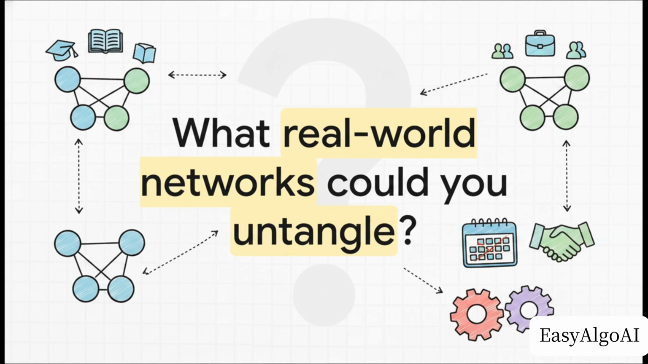So the next time you're looking at some wildly complex web of relationships, ask yourself, could you untangle the whole thing with just a simple two-color strategy?